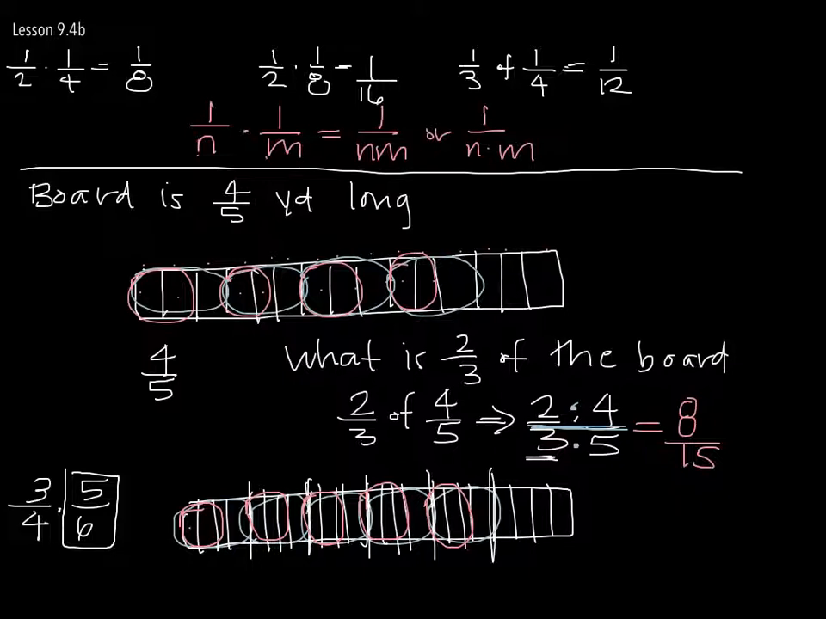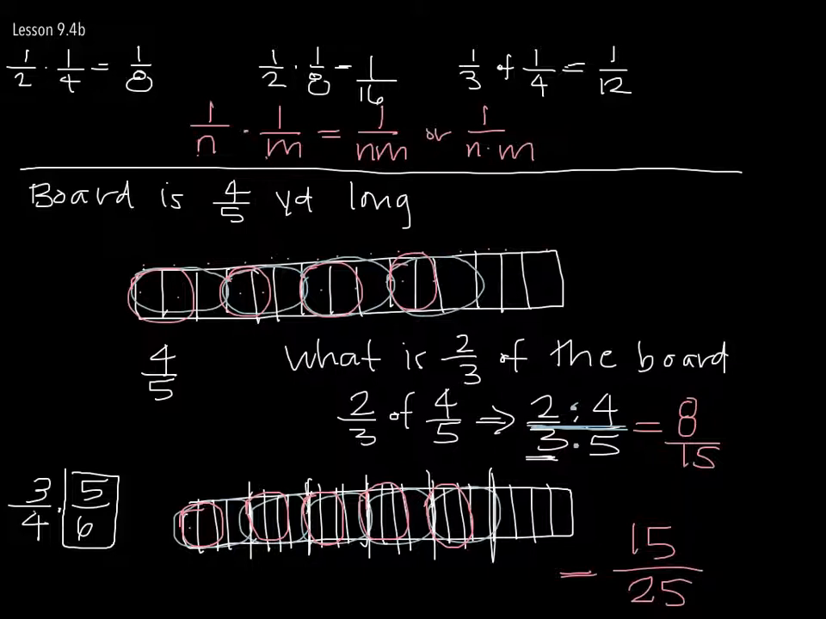So how many pieces do we have? Well, let's count them. 1, 2, 3, 4, 5, 6, 7, 8, 9, 10, 11, 12, 13, 14, 15. So this is going to give us 15. And now how many total pieces do we have? 1, 2, 3, 4, 5, 6, 7, 8, 9, 10, 11, 12, 13, 14, 15, 16, 17, 18, 19, 20, 21, 22, 23, 24. 15 over 24.